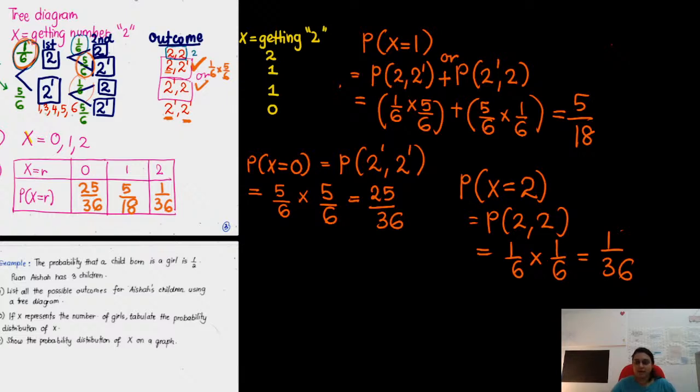Okay, so far, any question? So far all clear, right? In order to do the probability distribution table, as long as you remember the format. The format is at the top you write all the x. At the bottom you find the probability values. That's all.